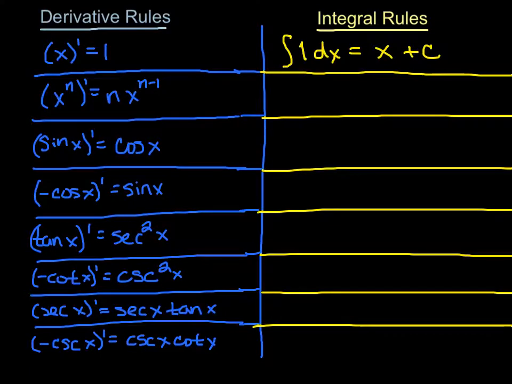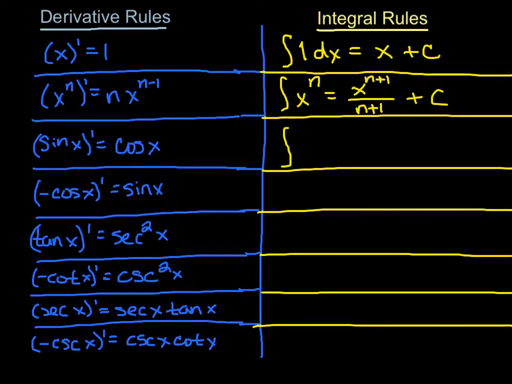We want to take the integral of x to the n, some power. So instead of multiplying the exponent down front and then subtracting by 1, we're going to do the exact opposite. We're going to add 1 to the exponent and then divide by that new exponent. And of course don't forget your c.